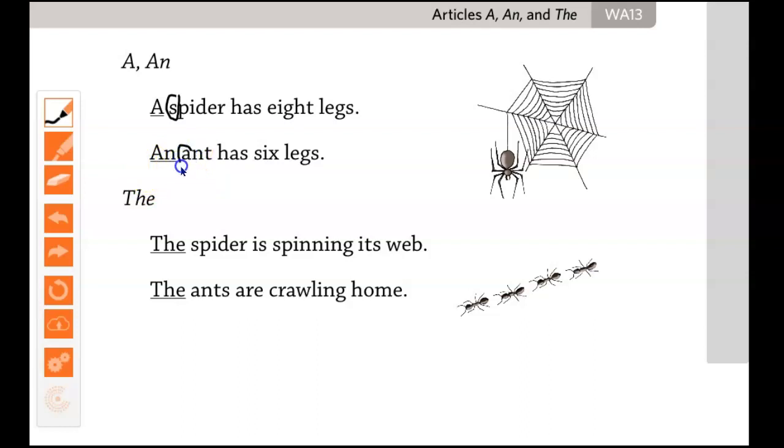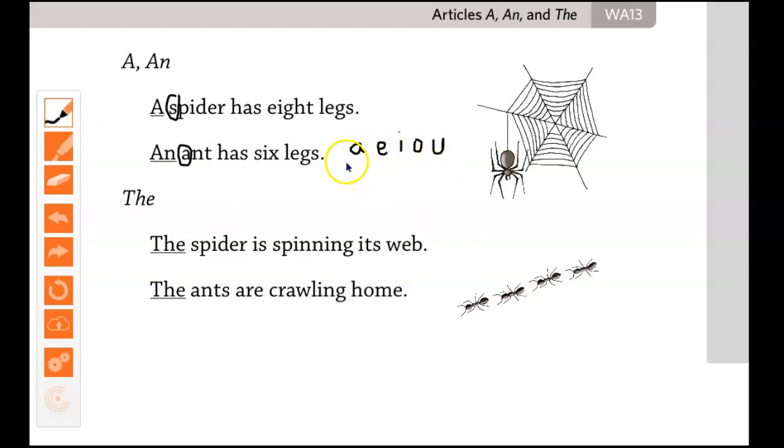And then when we have an, we always put an in front of a noun that starts with a vowel. Now here's an easy way to remember which ones are consonants and which ones are vowels. All you have to do is learn your vowels. So vowels are letters like A, E, I, O, and U. Sometimes Y, but in this case, we're not going to even think about Y. So these are our vowels, A, E, I, O, U.